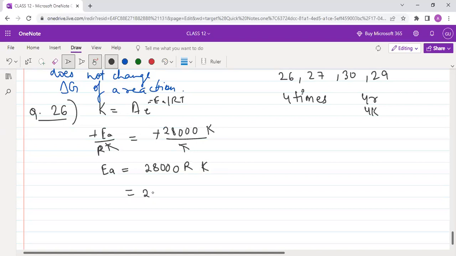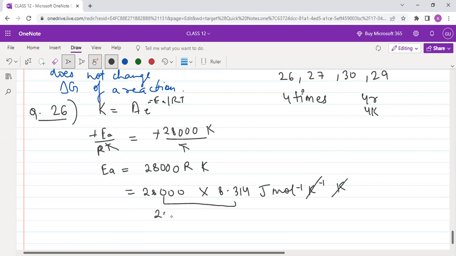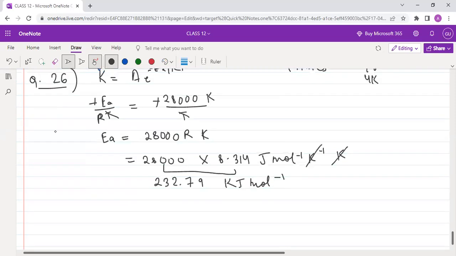And the value of R is 8.314 joule per mole per Kelvin, and 1 Kelvin is already there. So Kelvin inverse will get cancelled, and what is the answer? The answer is 232.79, something like that. So this is in kilojoule per mole, right? Yes. So this one was easy.